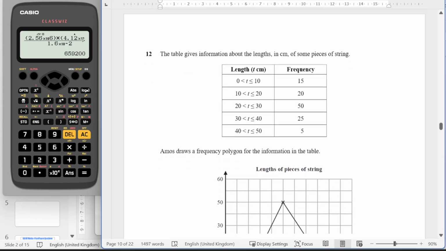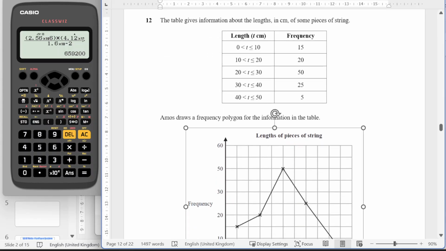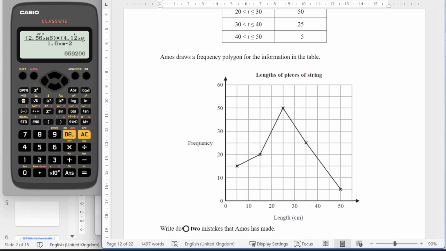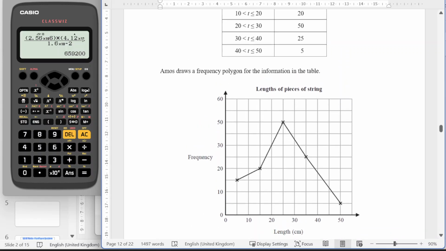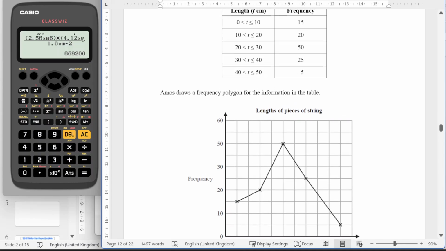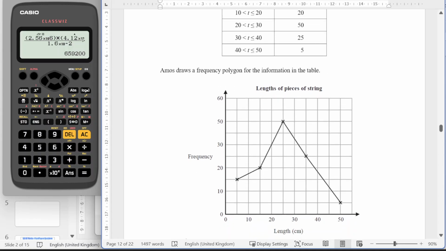Okay, question 12. So this table gives information about the length in centimeters of some pieces of string. Amos draws a frequency polygon for this information. Write down 2 mistakes that he has made. Okay, let's just double check. Common ones are not plotting at the midpoints. These do appear to be plotted at the midpoints though. So that doesn't appear, there we go, that's an issue.